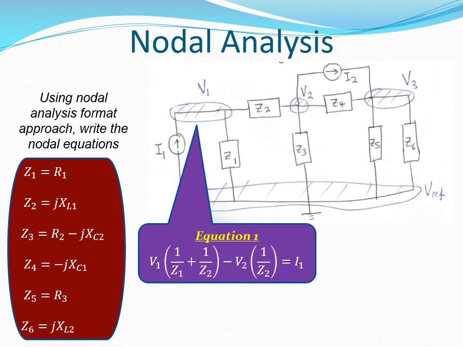For node 1, the admittances attached to the node are 1 over Z1 and 1 over Z2. Therefore, the first term is V1 by (1 over Z1 plus 1 over Z2). The mutual node is node 2, and the mutual admittance is 1 over Z2. Therefore, the mutual term is minus V2 by 1 over Z2. The current source attached to the node is I1. Therefore, the right-hand side is equal to I1.